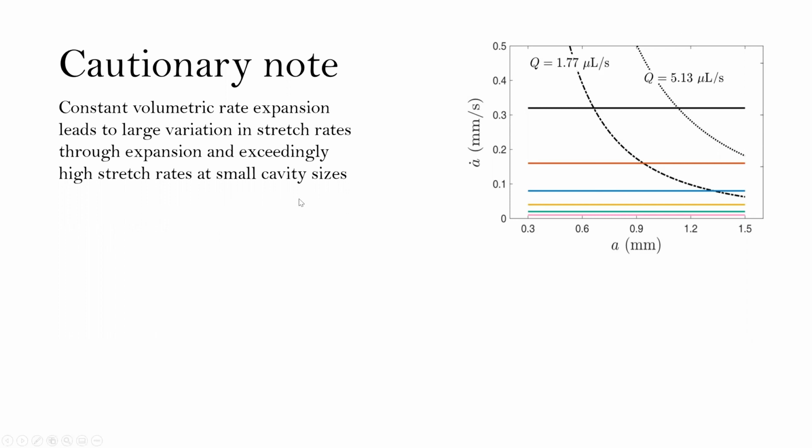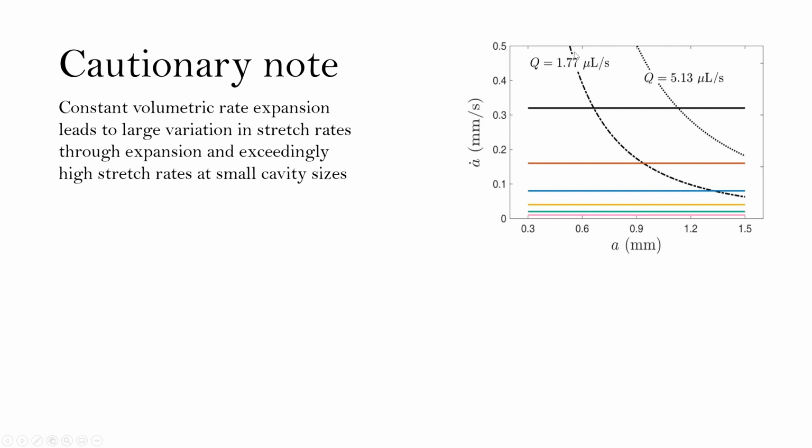So here I'm plotting the cavity expansion rate as a function of the cavity size. And these are just constant cavity expansion rates. And obviously, the stretch rate is just going to remain constant. But if you use a constant volume expansion rate, even if you think the volume expansion rate is very small, when the cavity size is extremely small, the stretch rate is extremely high. But the stretch rate quickly goes down as you expand the cavity.